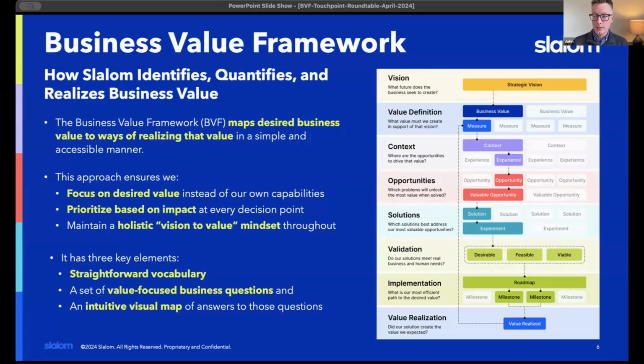And that's thinking about the desired future that an organization wants to create, but then also the value that is created through implementation in the real world when we do the work that we do. So that vision to value thinking is kind of a different dimension of that end-to-end mindset that service designers already know and love. And there's really three key elements to this that I'll just cover super quickly. There's the vocabulary or the terminology, a set of questions that go with each of the terms, and then the intuitive kind of visual mapping.